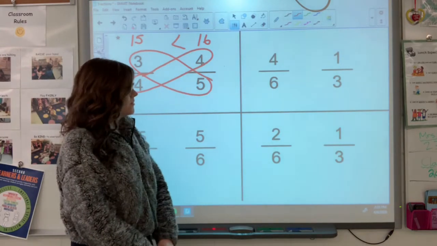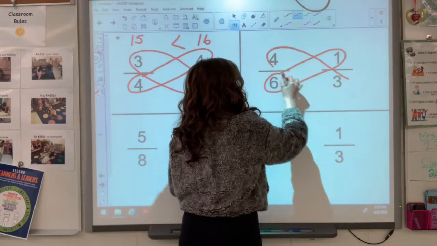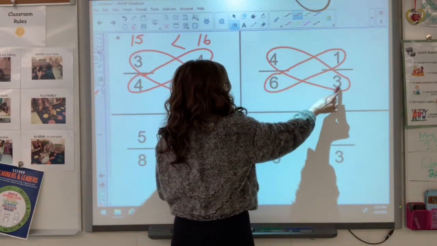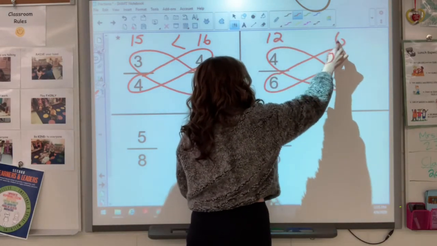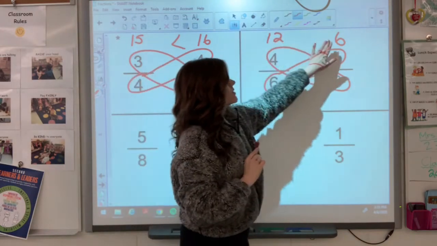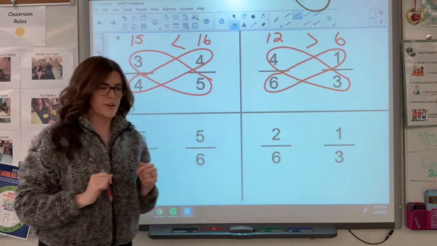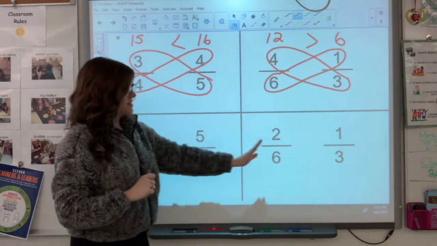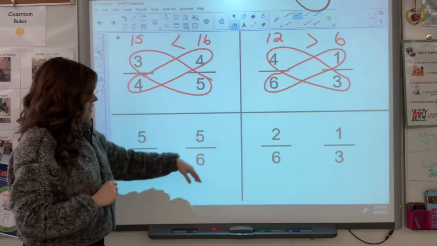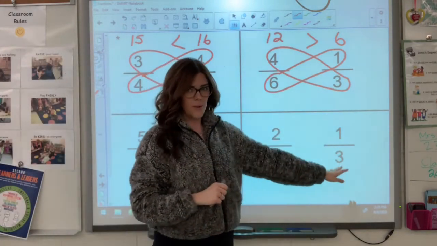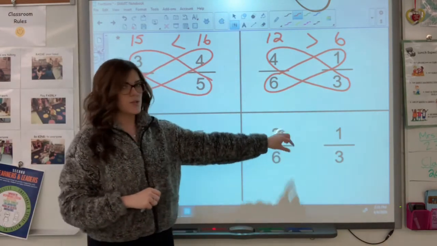Okay, here we go. You should have your X drawn like this to show what numbers you are multiplying. So we have 3 times 4, which is 12, 6 times 1, which is 6. And I can just look at the top numbers here. I know 12 is bigger, therefore 4/6 is greater than 1/3. Let's go ahead and do these last two together. So I want you to write 5/8 and 5/6, and then 2/6 and 1/3 on your whiteboard. You're now going to pause the video, and I want you to compare these fractions using cross multiplication.